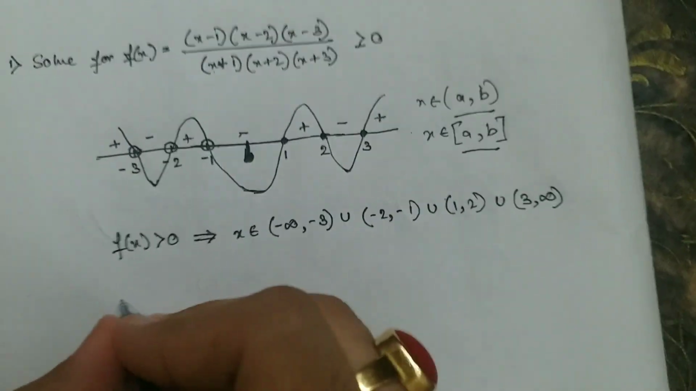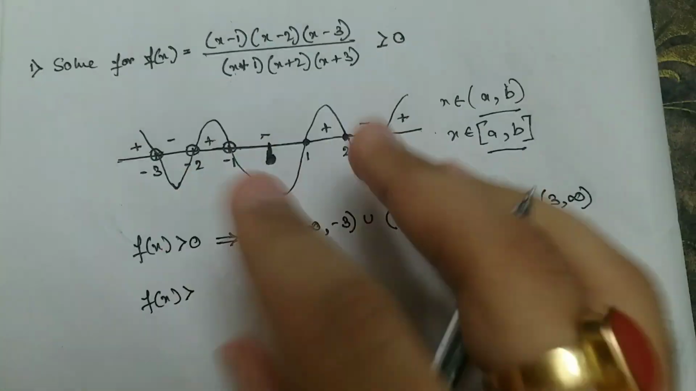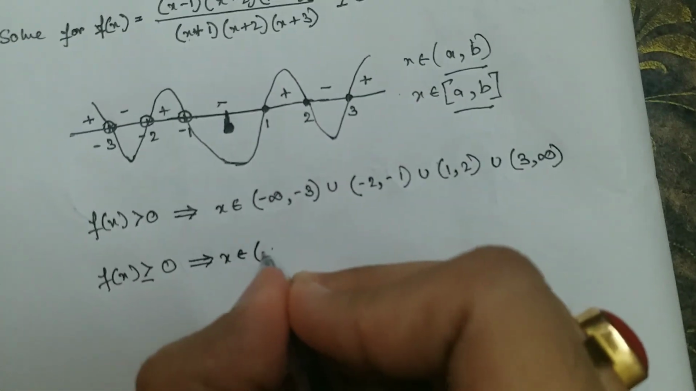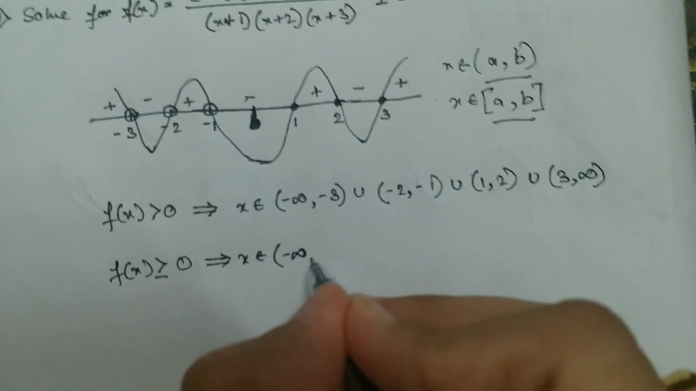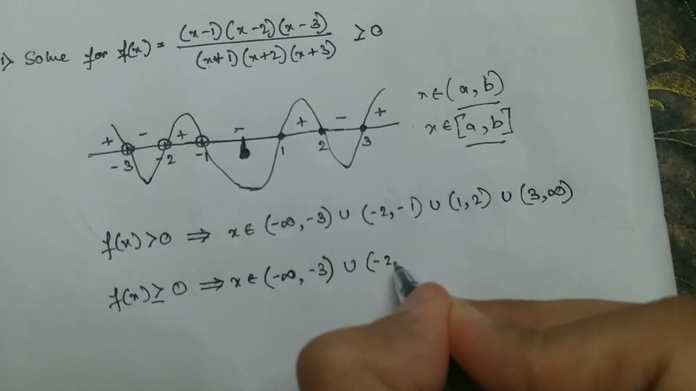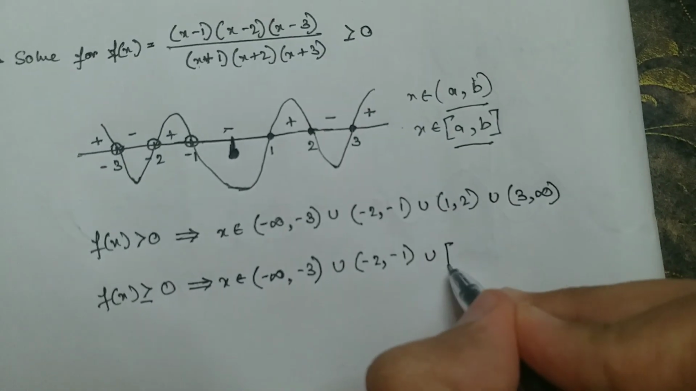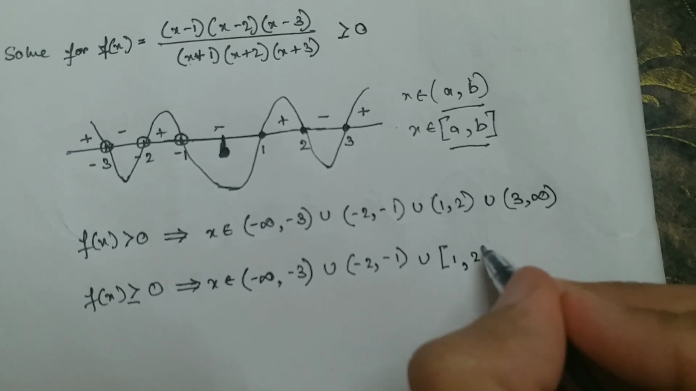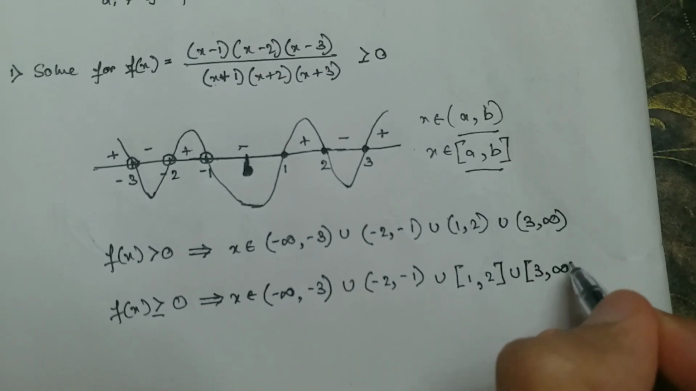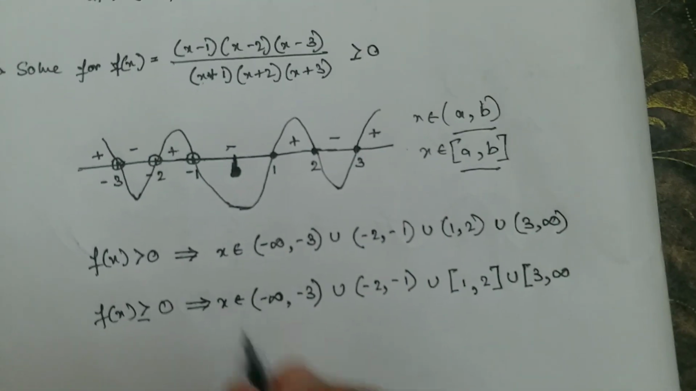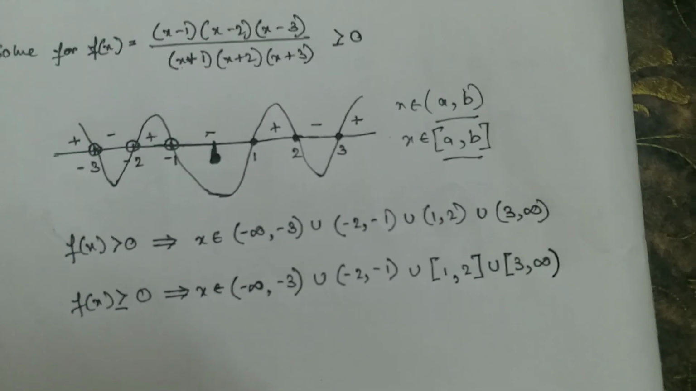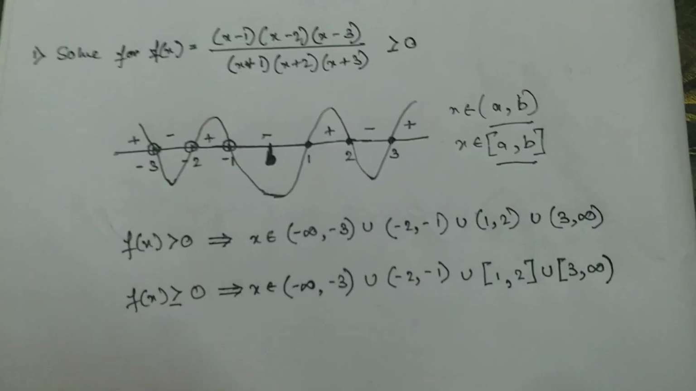Okay, so now f(x) greater than or equal to 0 implies x belongs to minus infinity to minus 3, this will be open, union minus 2 to minus 1, again open, union, now closed interval 1 to 2, union 3 to infinity. Now we never give closed interval at infinity or minus infinity. We always give open interval there. So this is the answer of f(x) greater than or equal to 0.